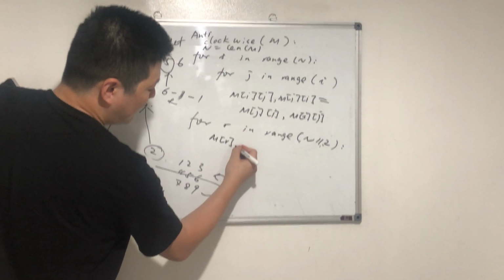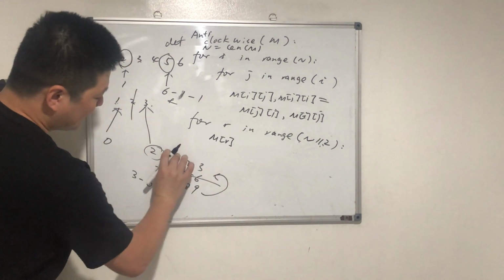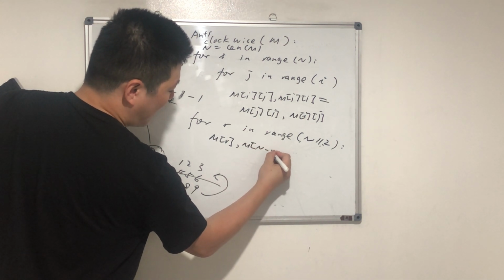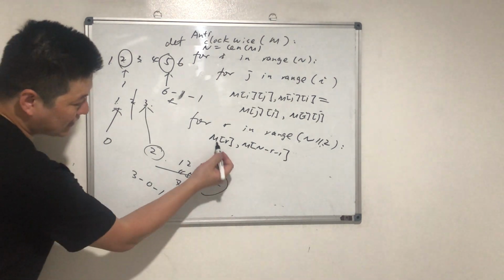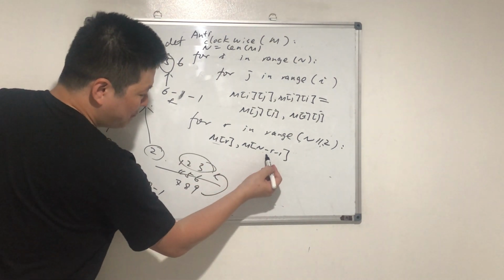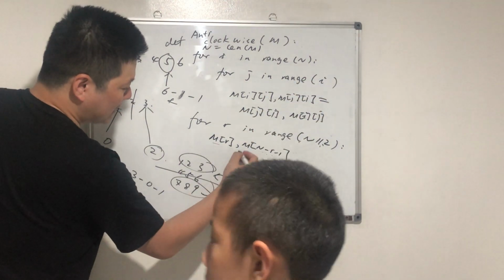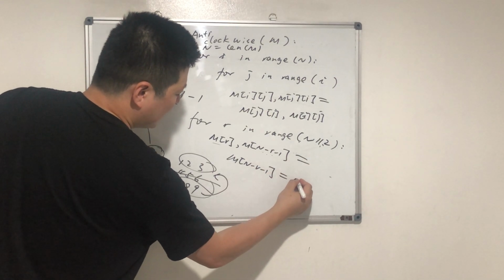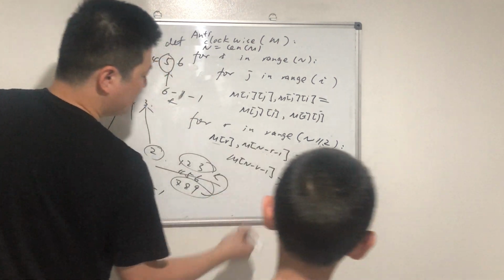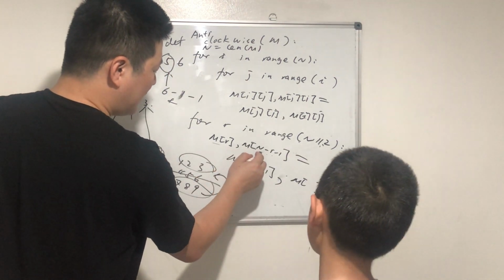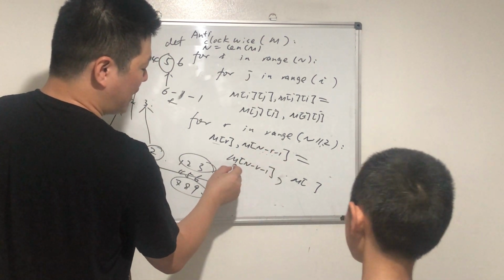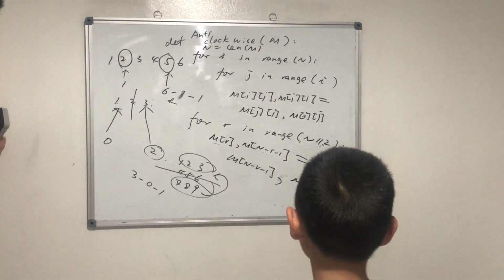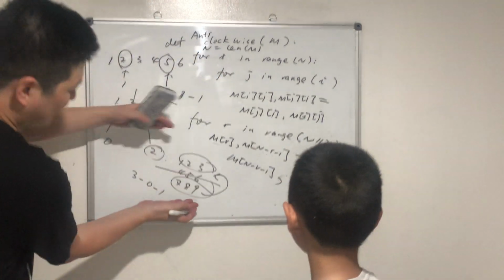m[r] is this one. I want to swap it with this, m minus r minus 1. This is the number of rows. m[r] is here, n minus r minus 1 is here. So I want to swap it with these two. What should I put here? Easy, n minus r minus 1. That's a bit different to the others. So you see, that's the swapping.